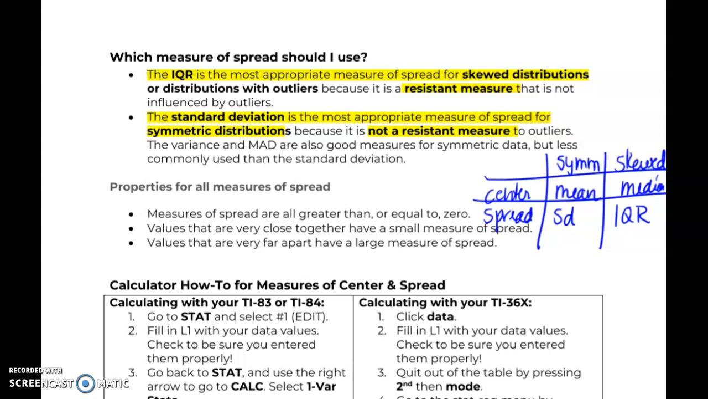Here are some properties for all measures of spread. Measures of spread are all greater than or equal to 0, right? So the lowest we can get would be 0. If there is variation with our data, it's going to be greater than 0. Values that are very close together have a small measure of spread. Values that are very far apart have a large measure of spread.